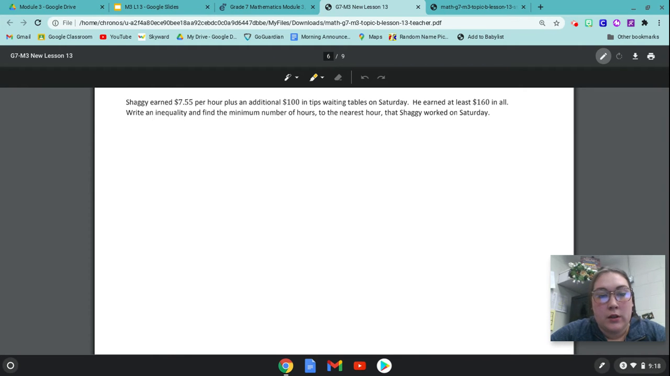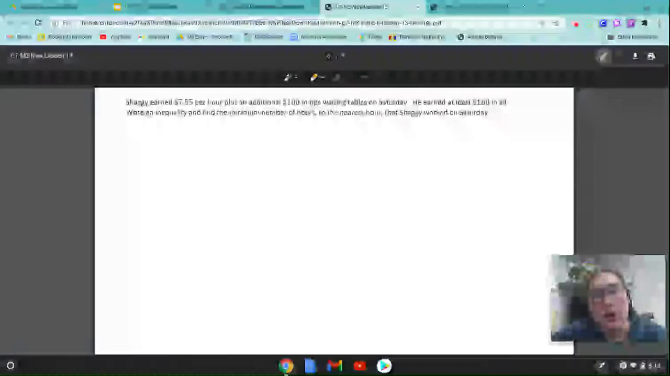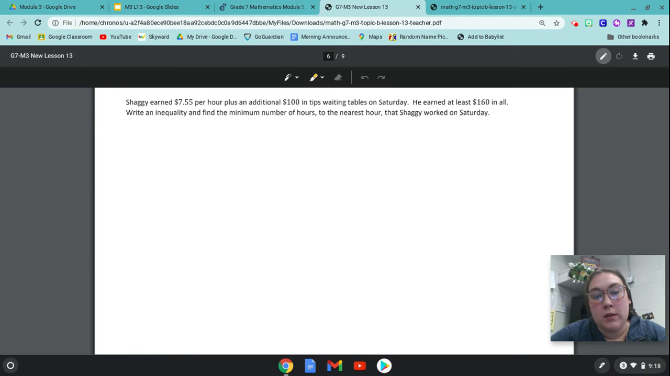Shaggy earned $7.55 per hour plus an additional $100 in tips waiting tables on Saturday. He earned at least $160 in all. So I need to write an inequality and find the minimum number of hours. So that means I need to write an inequality and solve an inequality. That's going to be what you guys are working on.